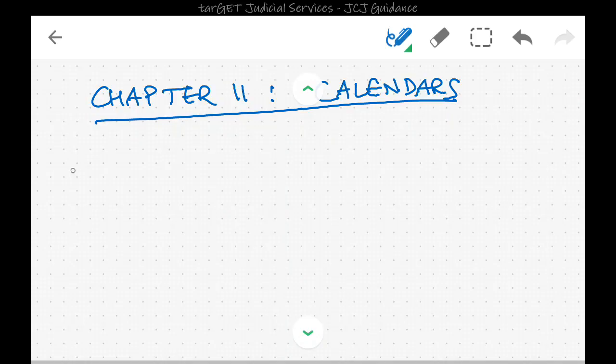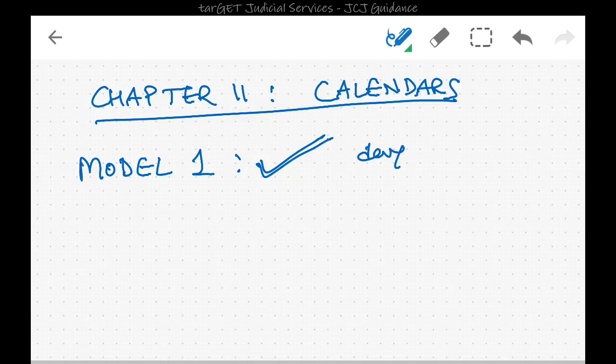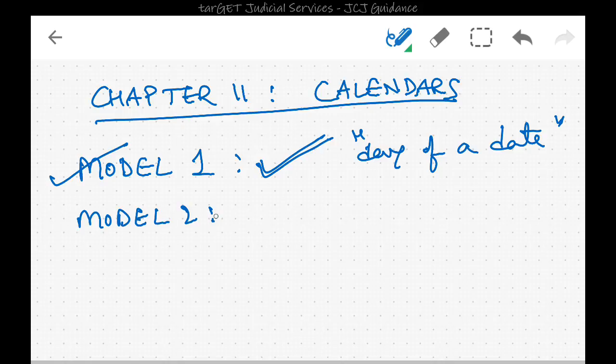In the previous two lectures, we have seen how we can solve model number 1 of calendar problems. We have already completed model number 1, that is to find the day of a particular date. Now let's go to model number 2, and I will start with a question.